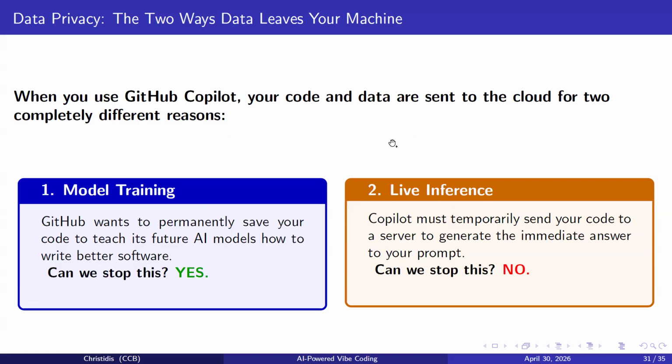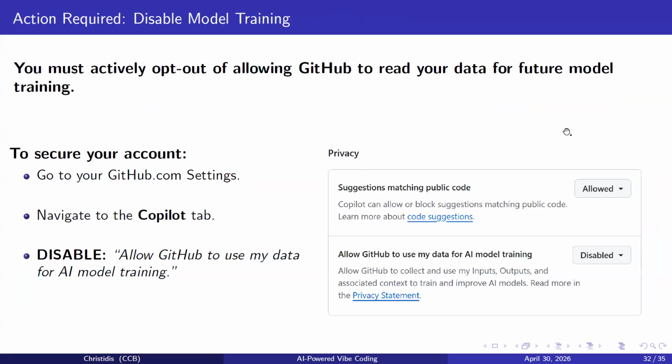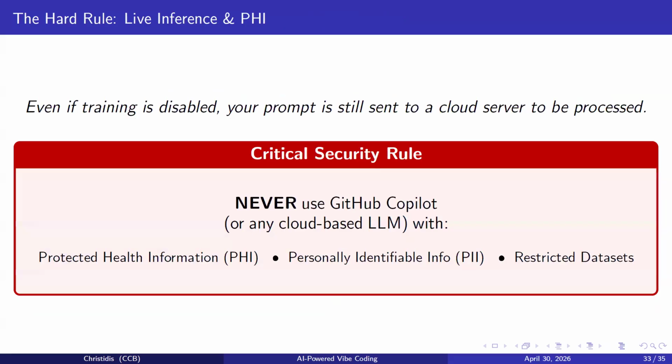However, once you do live inference, even though you've stopped model training, you cannot stop your data or your prompts from going to some data center if you don't use a local model. So keep in mind that there's nothing you can do about it. So if you have any kind of private data, you should not use GitHub Copilot or any cloud-based LLM. Obviously, if you have protected health information, personally identifiable info or restricted data sets, please make sure that you're not using GitHub Copilot with one of the cloud-based LLMs. You're using a local model.